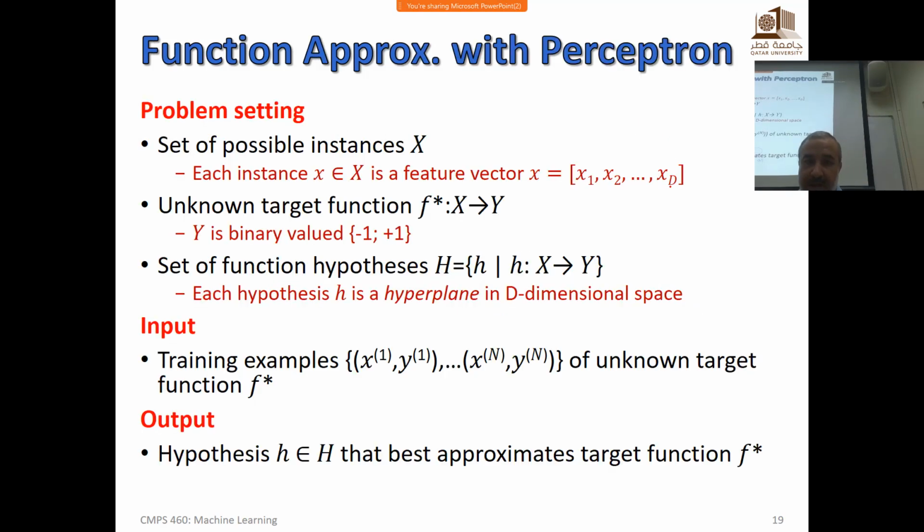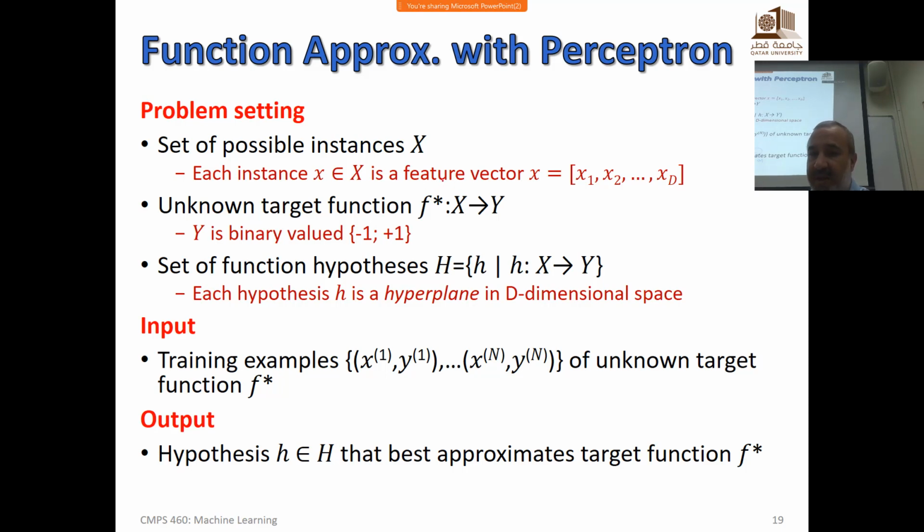Right. Now we are done with the justification. We just now see Perceptron as we did before, as a function approximation. Remember that we discussed it before, right? That we can see any machine learning problem, classification problem in particular, as a function approximation.